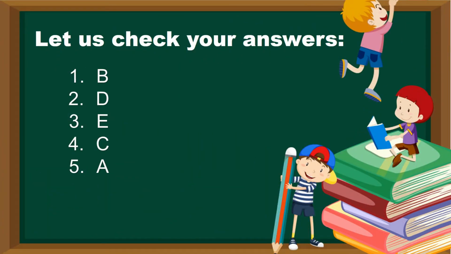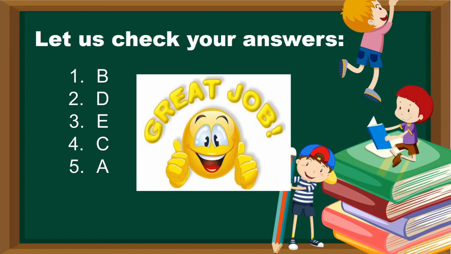Let us check your answers. Number 1, letter B. Number 2, letter D. Number 3, letter E. Number 4, letter C. And number 5, letter A. Did you get the perfect score at this time? Wow, awesome! Great job, kids!